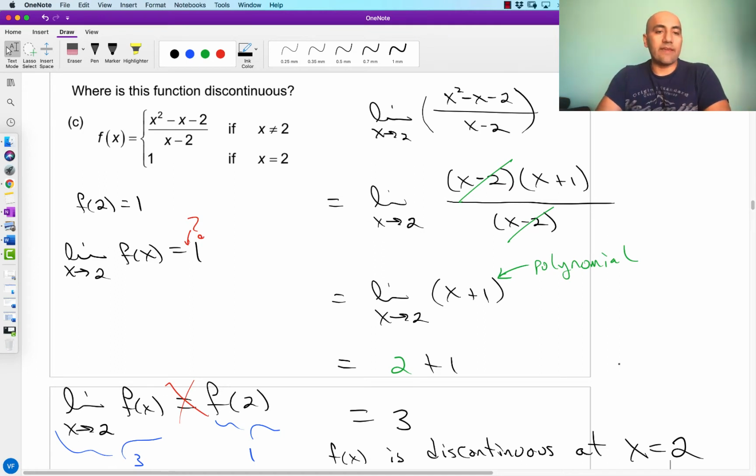It would have been an easy fix, right? Obviously, if we just define this function to say that this is a 3 right here, then the function would be continuous, which sounds like a really nice homework question, right? Like maybe a little box here with a question mark: find the value such that this function can be continuous when x equals 2. And so after all this work, we see that the answer should have been 3. Okay, so it seems like a nice question.